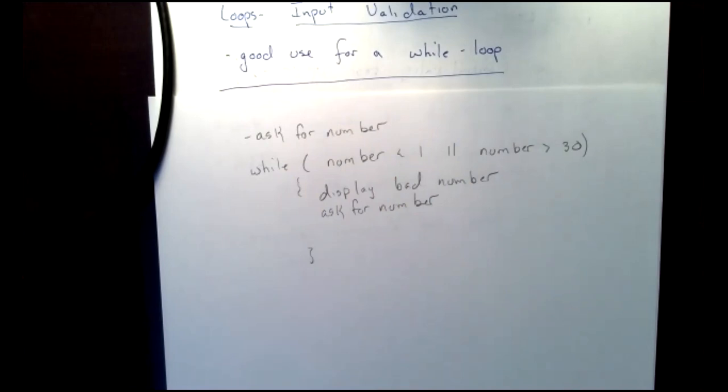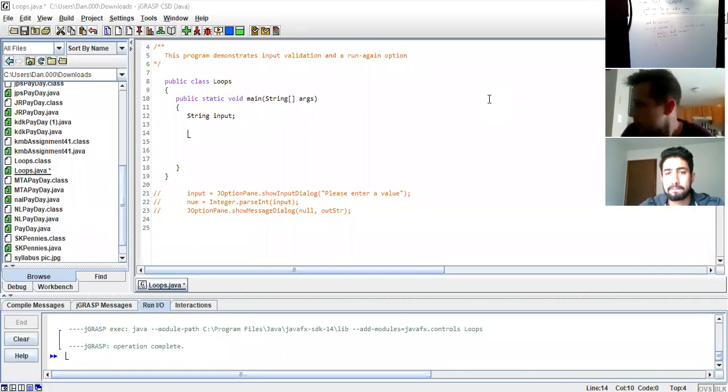So I want to now take a look at putting this in some kind of code. I'm going to share screen. Here we go. I'm going to go to JGrasp. If you want to do this at home as well, I'm going to pause for about 2 seconds so you can get your JGrasp loaded up, and we're going to take a look at doing this input validation.